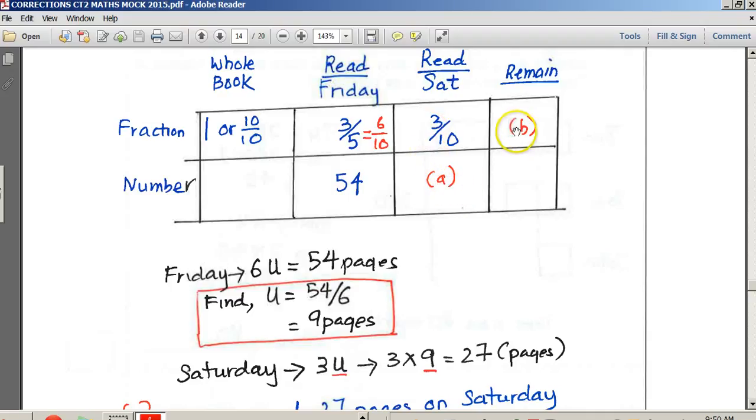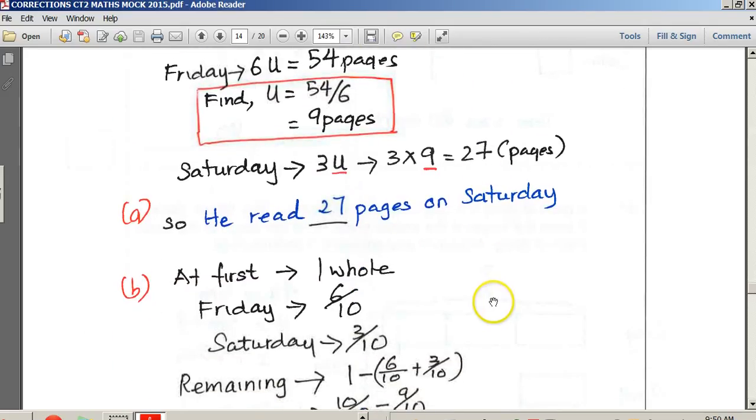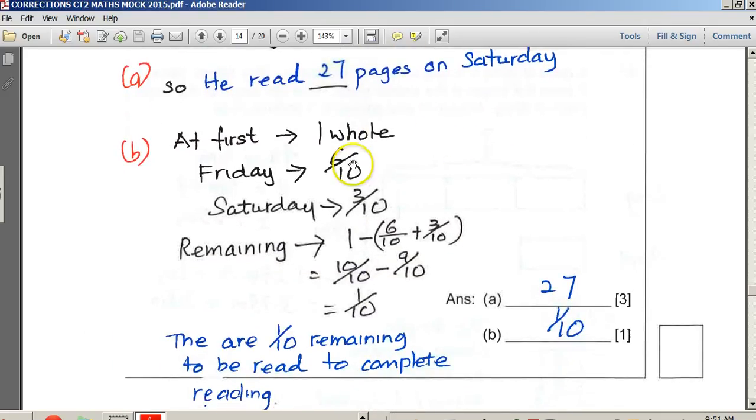So what is this? Now this is easy. Over here, take 1 whole, 10/10 minus 6/10 minus 3/10, and it should give you the answer. Friday and Saturday add together. 1 whole takes away 6/10 and 3/10, which is 10/10 take away 9/10, which is 1/10. So the answer is 1/10 for the remaining fraction of the book yet to be read.